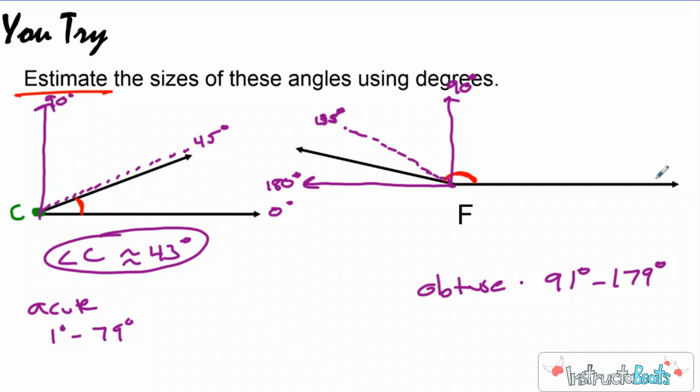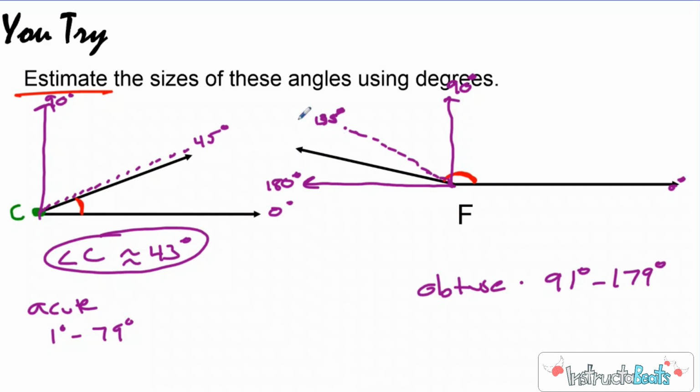0, so here would be 0, by the way, over here. 0, 90, 180, 45, and 135. Those are kind of like our benchmark angles to remember. So this looks like it's kind of halfway between 135 and 180, right? So that'd be like split 45 degrees in half, right?